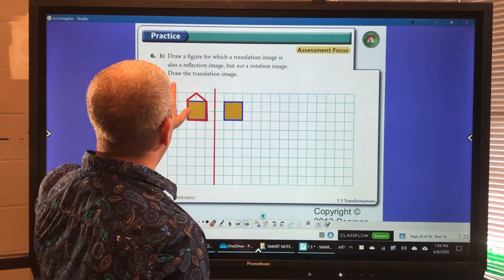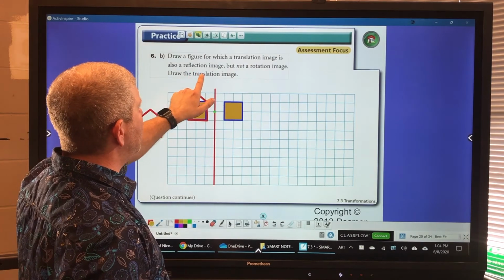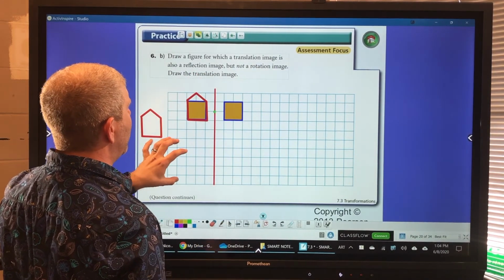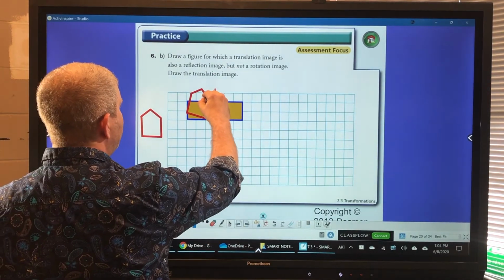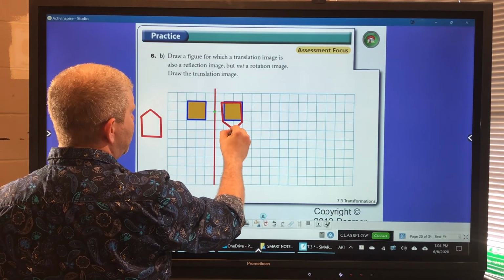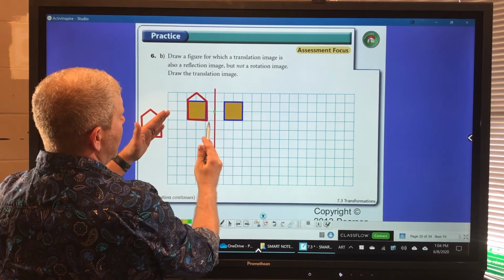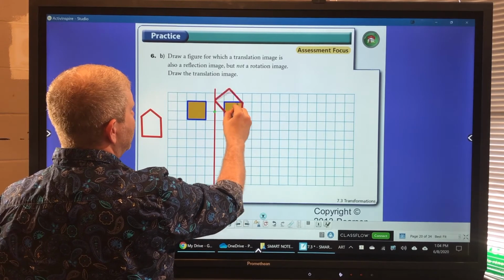So for B, we're going to draw a figure this time where the translation image is also a reflection, but it's not a rotation. So I thought about the square, and I thought, well, I want to change the square so that it can't rotate. So that if I rotate it, it's going to change. So if I took this shape and I rotated it this way, it's changing direction. Where I had, this is like a house shape, where I have the roof starting by facing up. When I rotate it, the roof is facing down.